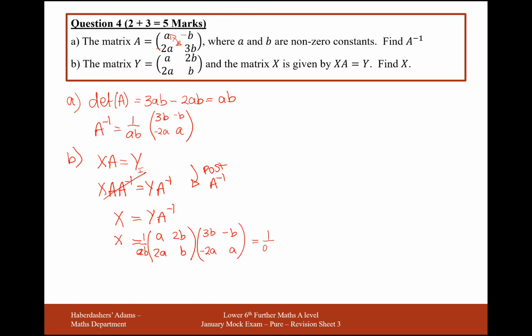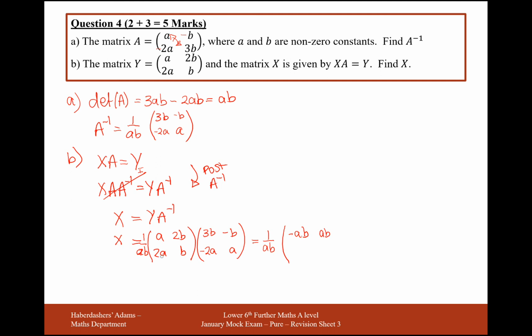So leaving the 1 over AB at the front here, we get 3AB take away 4AB, so that would be minus an AB. That might cancel later. And we're working along the row here and down the columns in these two. So A times minus B is minus AB, working along and down, so that would be plus 2AB. So minus AB plus 2AB, that would be an AB.